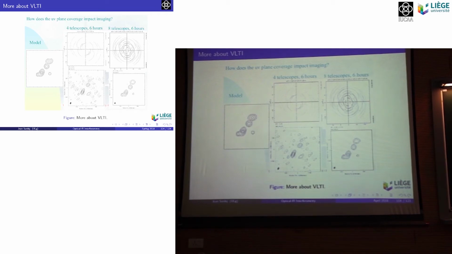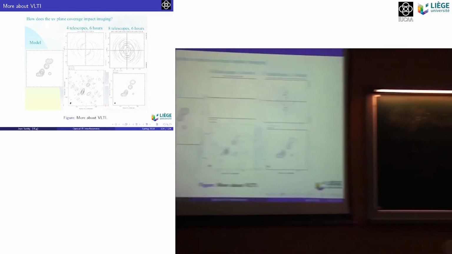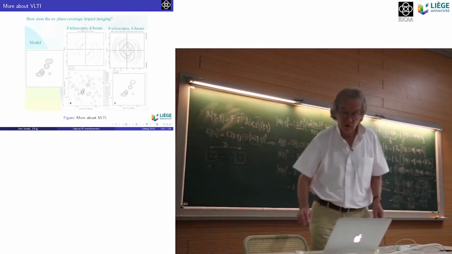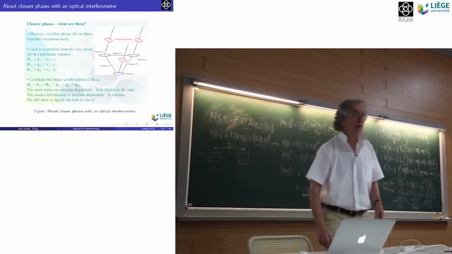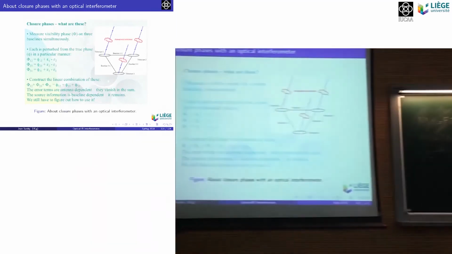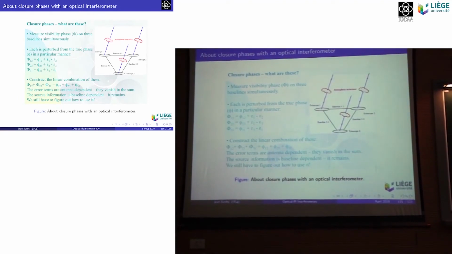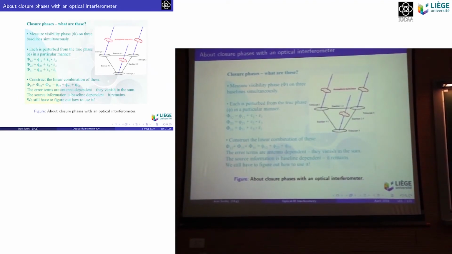A priori, now, if you already have a good idea of what the system is, for instance, a double star, then you just need 2-3 UV space frequencies to find the parameters of the model. Now, about closure phases, you raised that question during a previous lecture. So the problem is the following. Until now, we only made use of the visibilities, right?